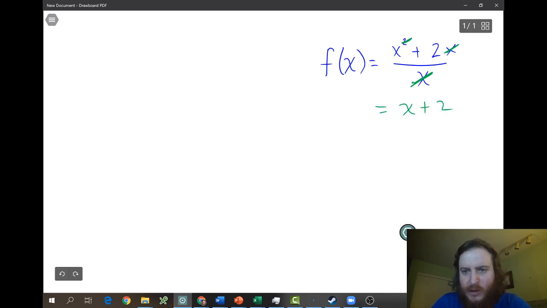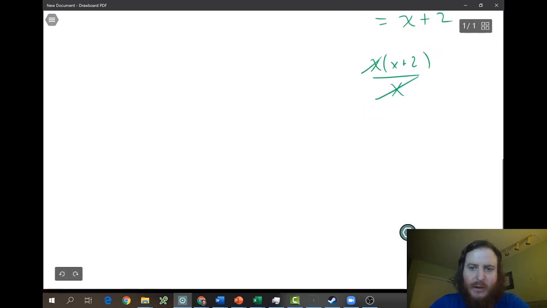You also could have factored an x from the top, and then we cancel it out. It's kind of the same thing. When we see it in every term, it's like factoring.